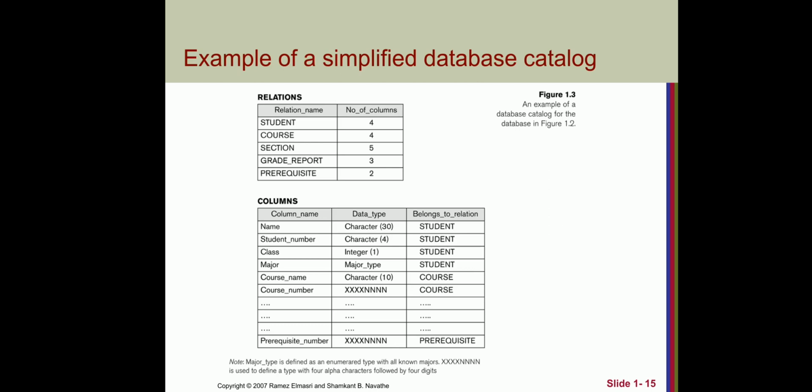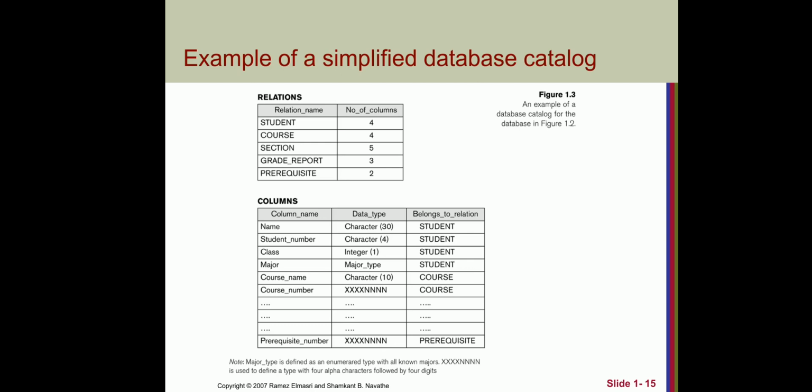Then class is of type integer. We can have numbers like 1, 2, 3, 4. Only integer numbers can be stored there. Then we have major, which is of type major type, a user defined data type. We will see more about data types in the upcoming classes.